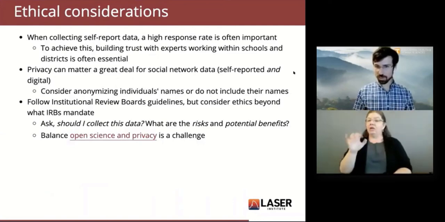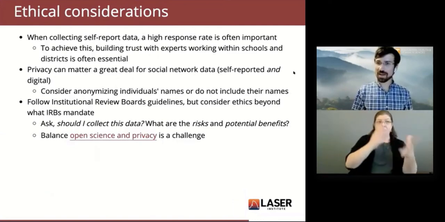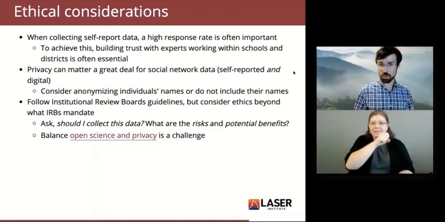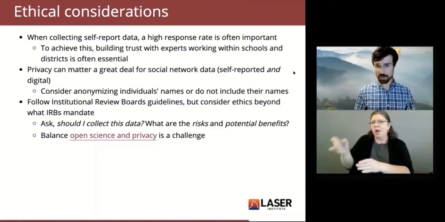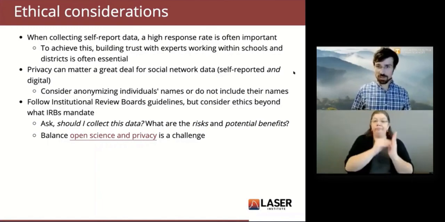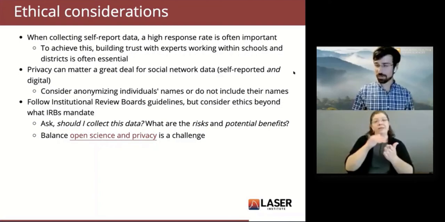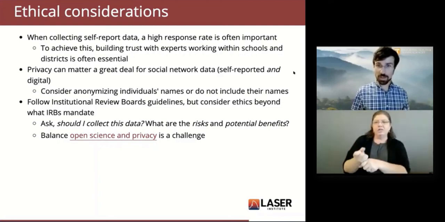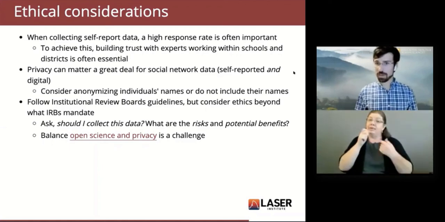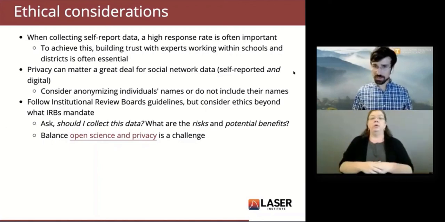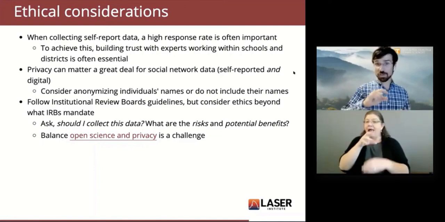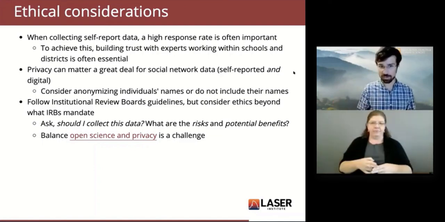When we're collecting self-report data, it's often really important to obtain a high response rate, because if we're, for instance, asking a core person about who they go to for help, we might miss a big part of our network, and our inferences might be biased because of that. So this often requires building a lot of trust with districts and schools in order to collect the data that we need for our network analysis. Privacy can matter a great deal. And so one consequence of this is that our default should be to not include individuals' names in especially network visualizations, but also other products of our analysis.